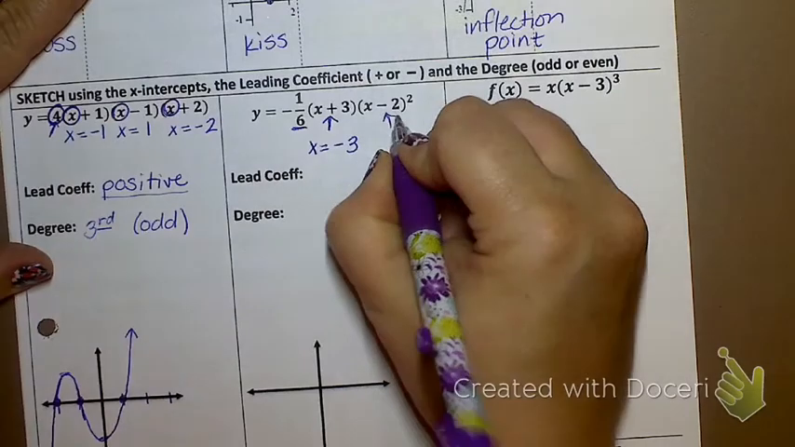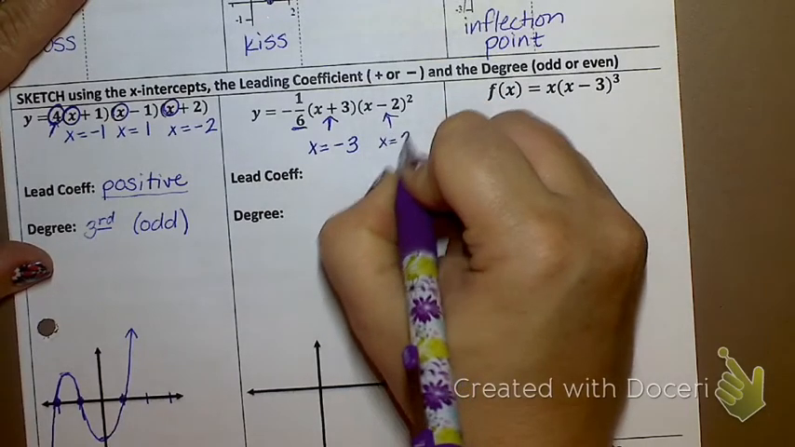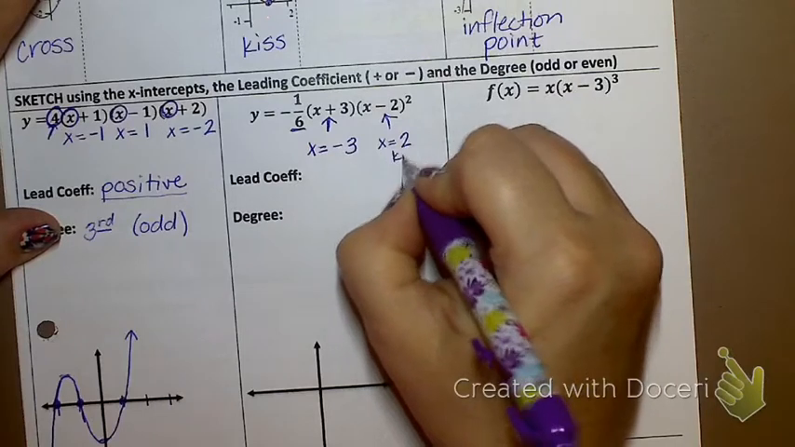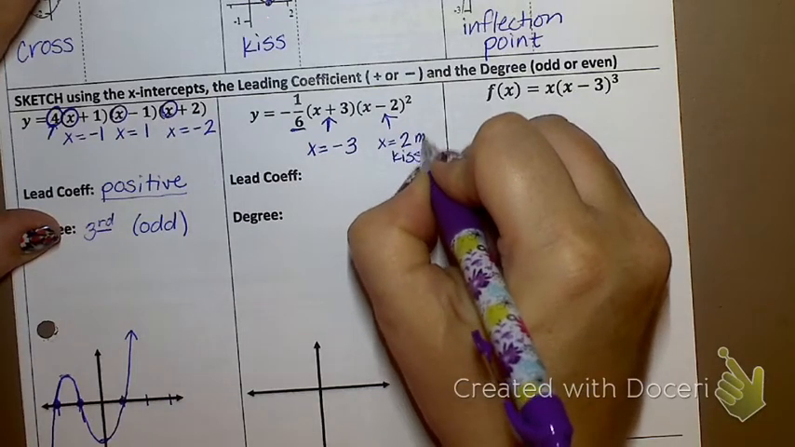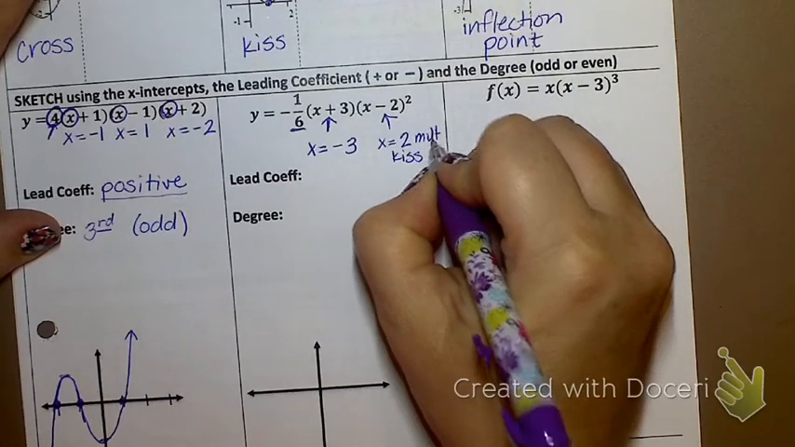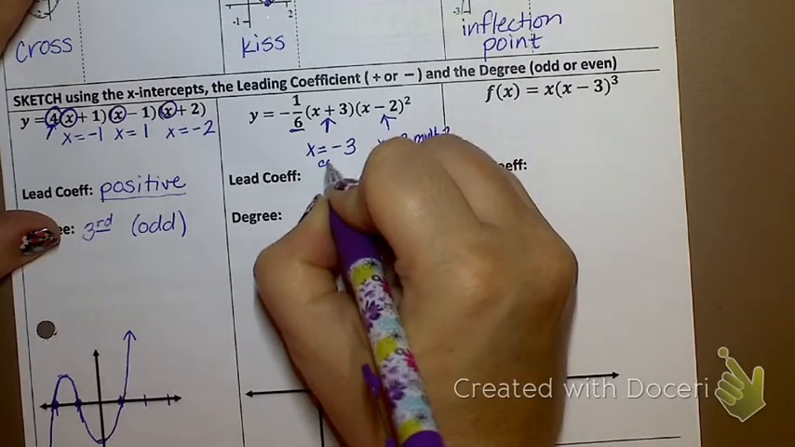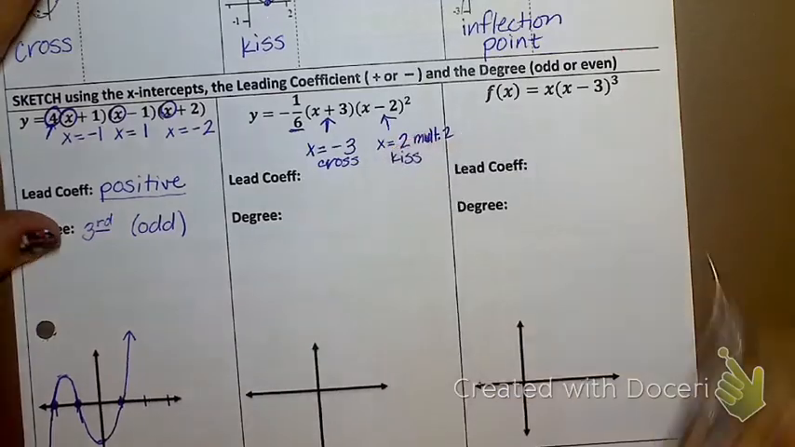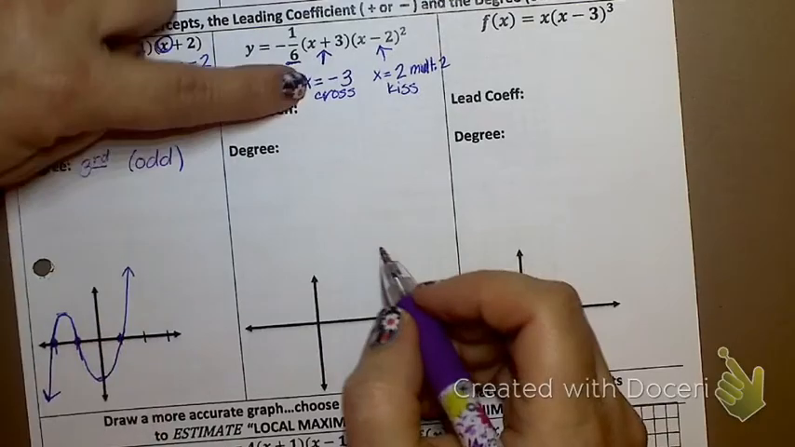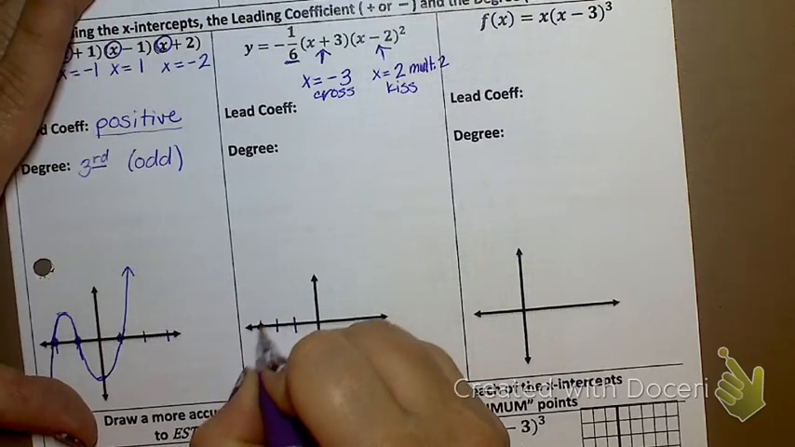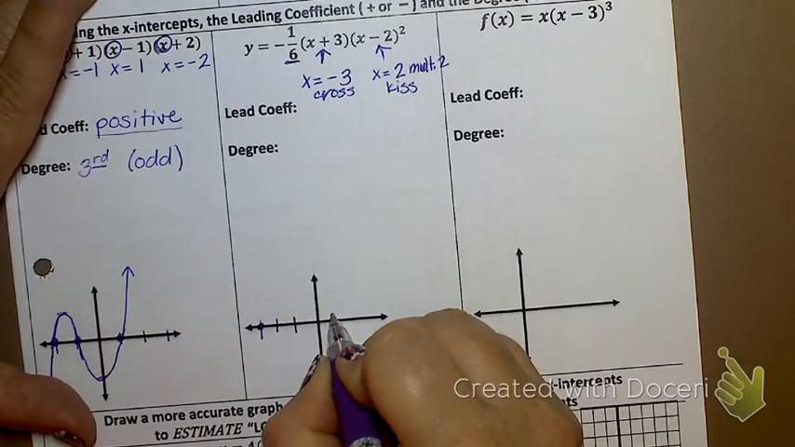This one right here, I get x equals 2. Is that a cross, a kiss, or an inflection point? Because this has a multiplicity of 2, we have a kiss. So let's get those points on here. -3 and +2. So let's see, I need -3 this way. And I need +2 this way.